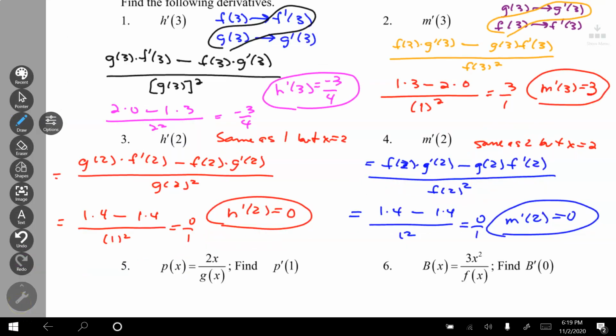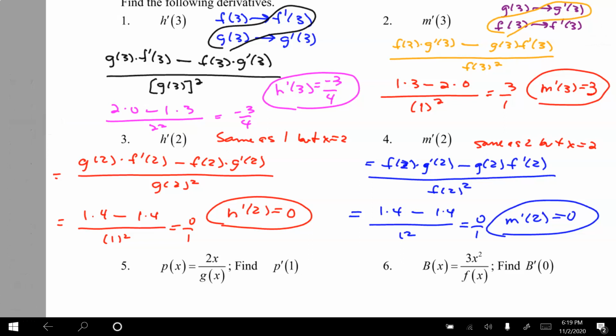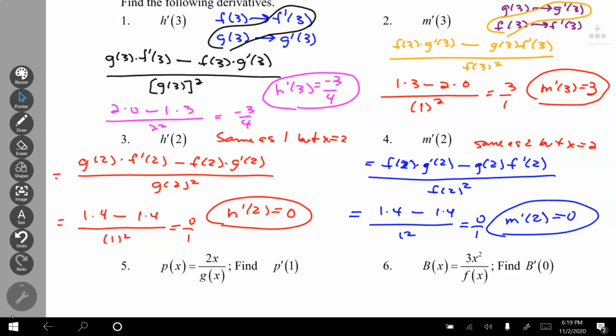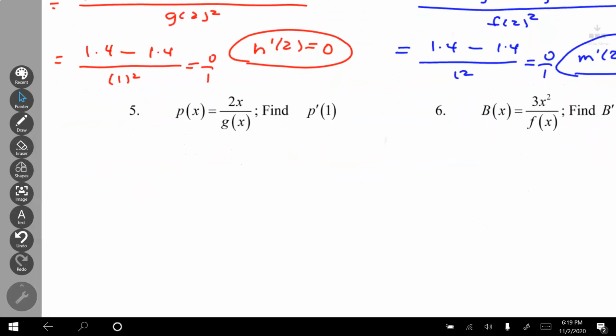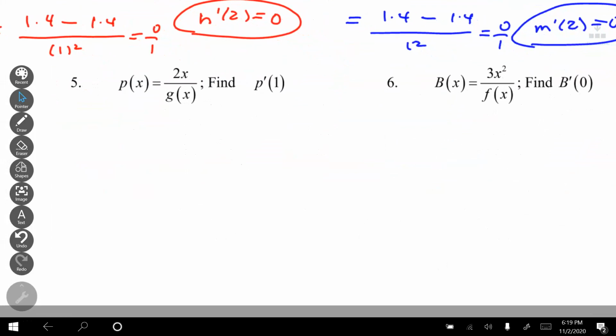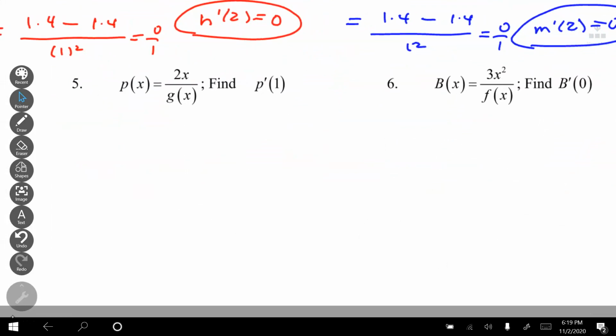So these next two problems, I did exactly the same thing as 1 and 2, but I replaced all the x's with the number 2. Both of them turned out to be, the derivatives turned out to be 0. It's not too bad. So now we're going to do it when we don't have both being numbers from the table. So my upper, my high is 2x, which is 2. Now I can plug in x equals 1.